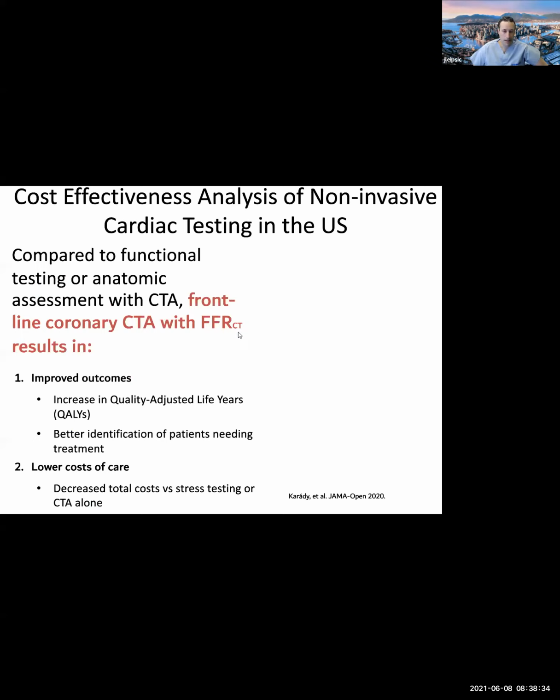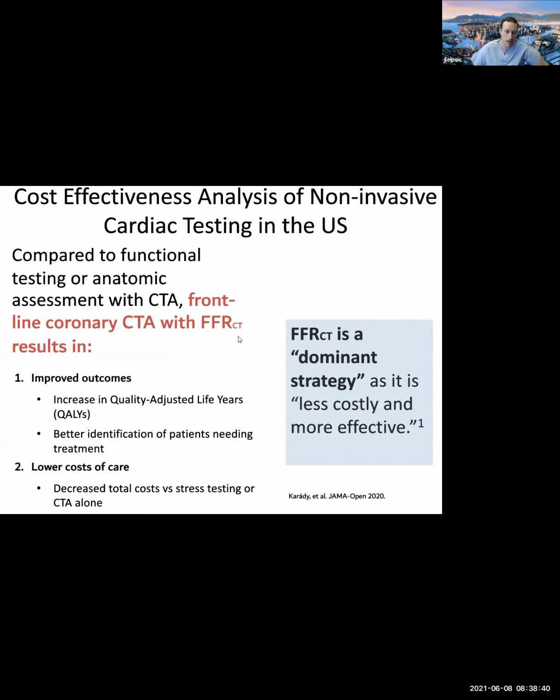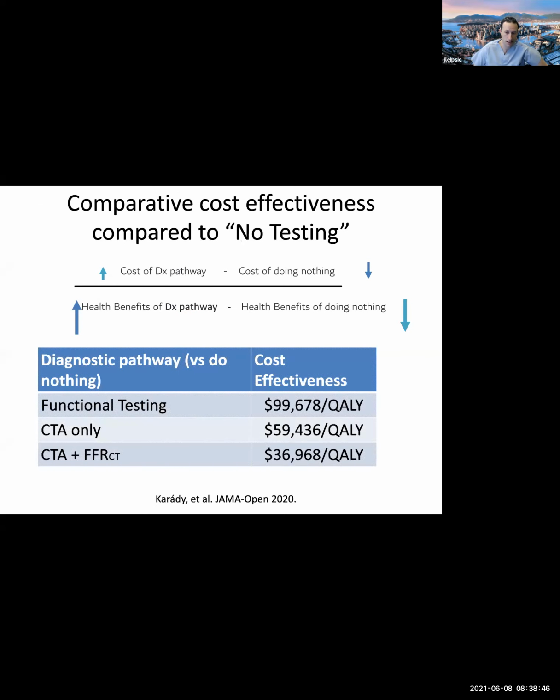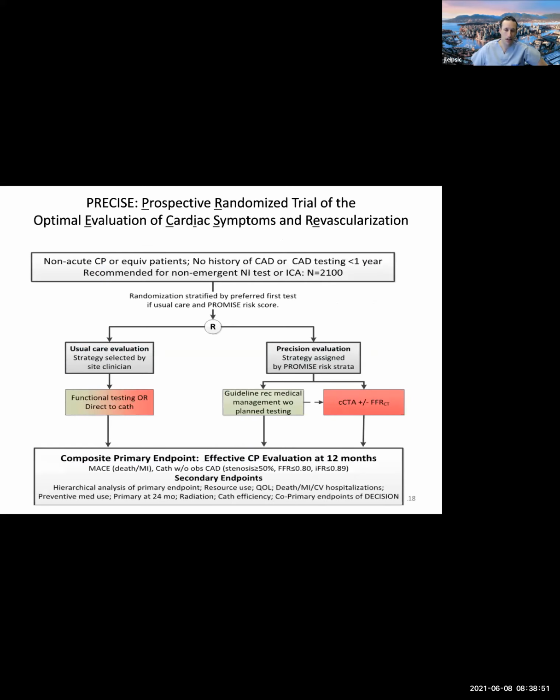So before I pivot to planning intervention, people ask me about the cost effectiveness of this pathway. There is some analysis of the PROMISE trial. It was a modeled analysis from the MGH group, which showed that FFRCT was dominant over CT alone, which was dominant over functional testing. But this is observational.